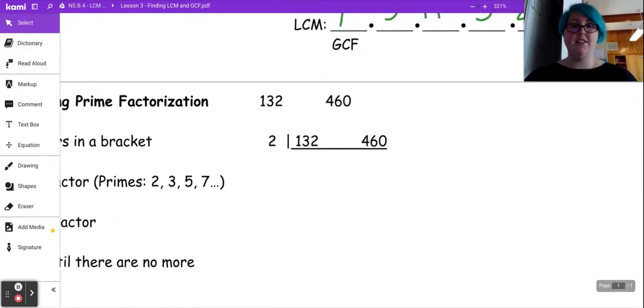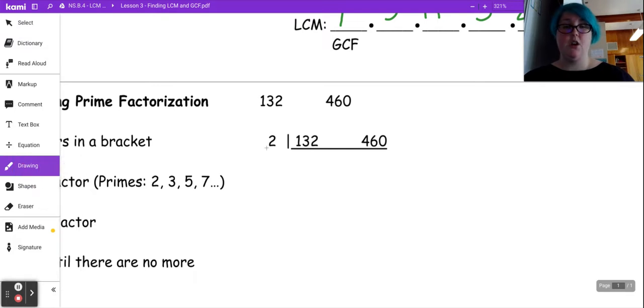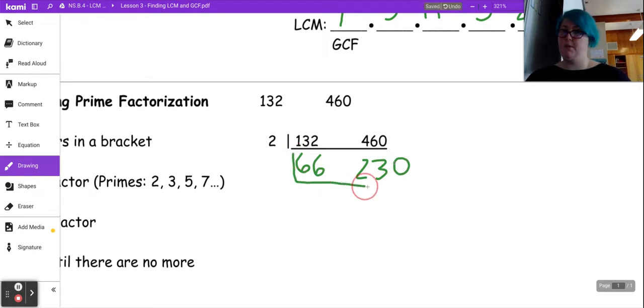The cake method tells us, okay, we write down both numbers, and now the common factor is going to be here on the outside. So 132 divided by 2 is 66. So we write 66 underneath. 460 divided by 2 is 230. And then we can look at that and I go, oh, those are both divisible by 2. So we write 2 on the outside and then we do the division. So we have 33 and then we have 115.